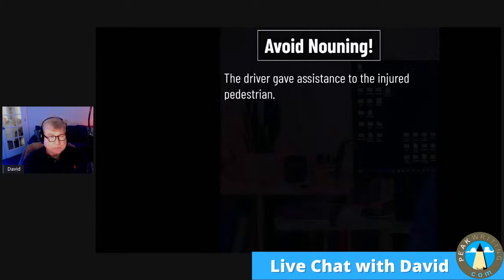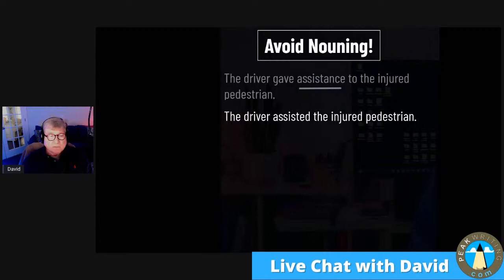So here's our first example. Whoops, went a bit too far. The driver gave assistance to the injured. Now, any of these words that end in ants or shuns are usually good candidates for denouning. And so we're going to denoun this sentence. Look inside that word, assistance, and you see very clearly that we could take that two-word construction and four syllables and reduce it to one word in two syllables: the driver assisted. We don't really need the gave there. It is an example of nouning, and we want to denoun it. Sounds a lot like deworming, doesn't it? Okay.